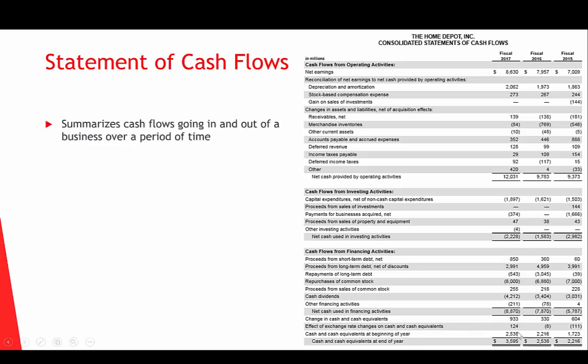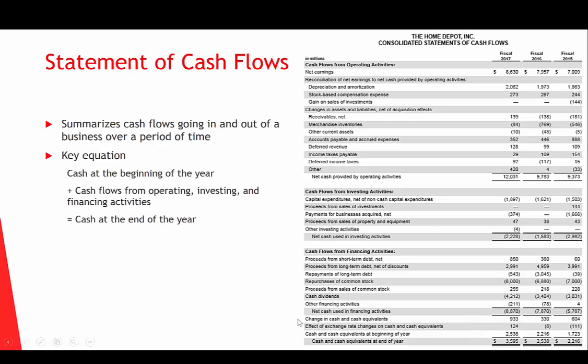It's going to summarize cash flows going in and out of the business over a period of time: cash at the beginning, and then we adjust it for cash flows from operating activities, investing activities, and financing activities to get cash at the end of the year. Yeah, and operating is just their day-to-day. When you walk into a Home Depot and buy something from them, that cash inflow would go into the operating section. Investing is getting into maybe building new stores or things like that, investing in their own business.